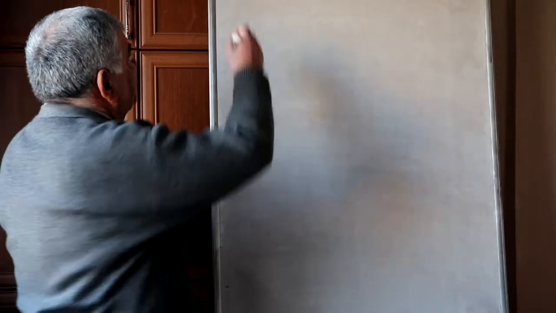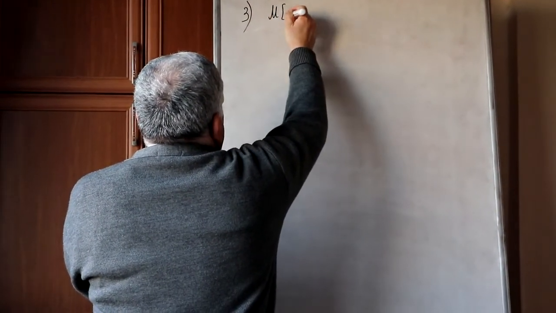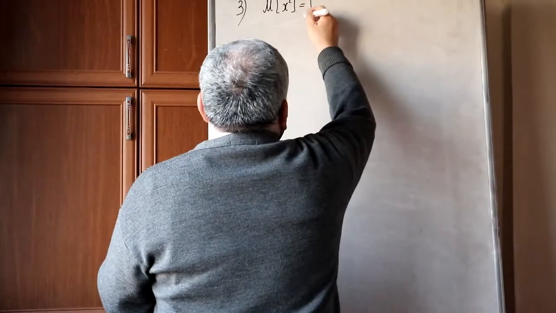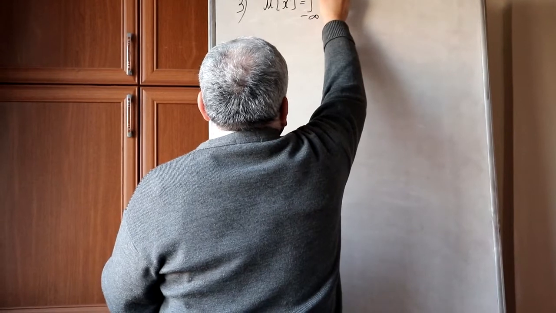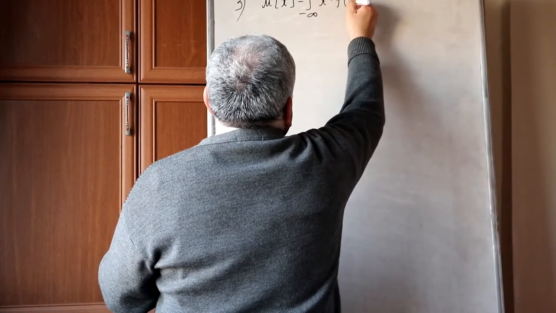Now continue. Go to the third step. In this step, we must find MX squared. Third step, MX squared. MX squared is the integral from minus infinity to plus infinity of x squared multiplied by f(x) dx.